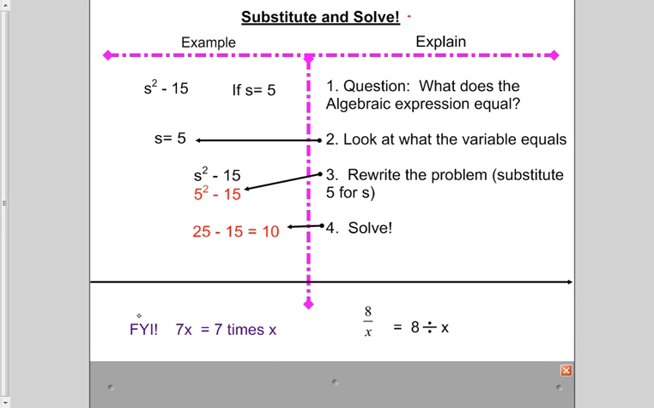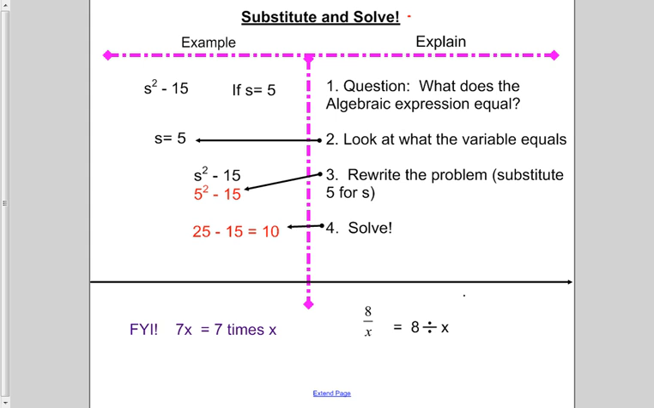All right. So just a reminder here that when you see a number and a letter next to each other, it means that you want to multiply. So 7x is 7 times x. So go ahead and try this problem. 8 divided by x is the same as 8 over x is the same as 8 divided by x.